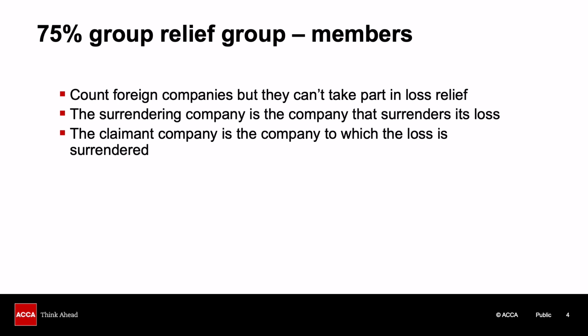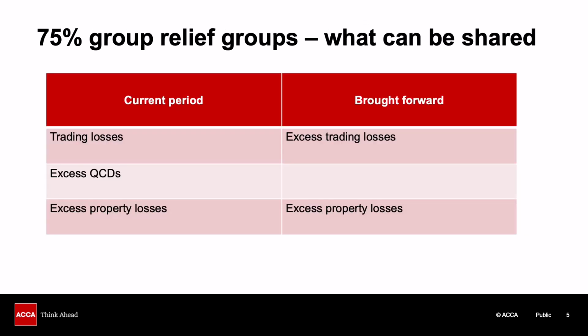The company giving away a loss is called the surrendering company, and the company receiving the loss is called the claimant company. The losses which may be surrendered under group relief are trading losses for the current period, brought forward trading losses to the extent that they can't be used against the surrendering company's own total profits, unrelieved QCDs of the current period, unrelieved property business losses for the current period or brought forward.